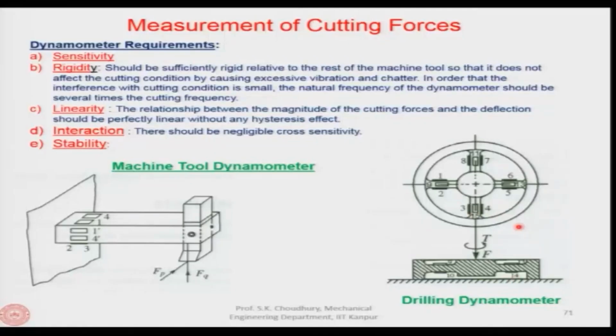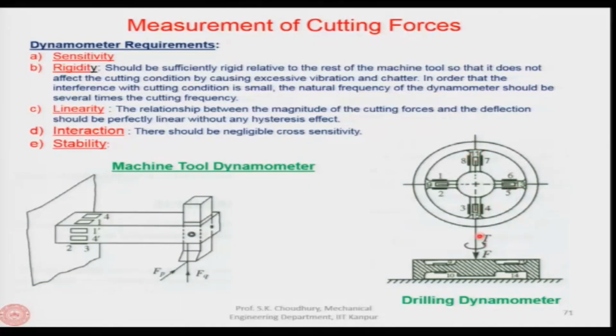This is another dynamometer, the drilling dynamometer. Here the drilling forces can be measured, that is, I will once again remind you, the thrust and the torque. As you can see, this is based on the principle of the ring type dynamometer. Here we have the arms or spokes, and on this we have 1, 2, 3, 4, 5, 6, 7, 8, and then we have the 9, and on the other side it is 10. Then we have the 11, 12, 13, 14 and 15, 16.